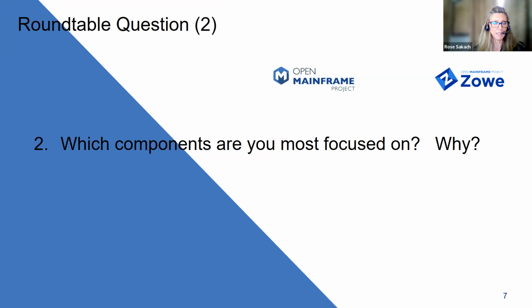Exactly. And that leads very nicely into question 2, right? Which components are you most focused on? You were led to Zowe by the command line interface. Does that necessarily mean that you are focused on the command line interface? I know, Emlyn, you had sort of already responded to that and said you're experimenting with, I think, the Zowe Explorer for Visual Studio Code. Are there other parts of Zowe?